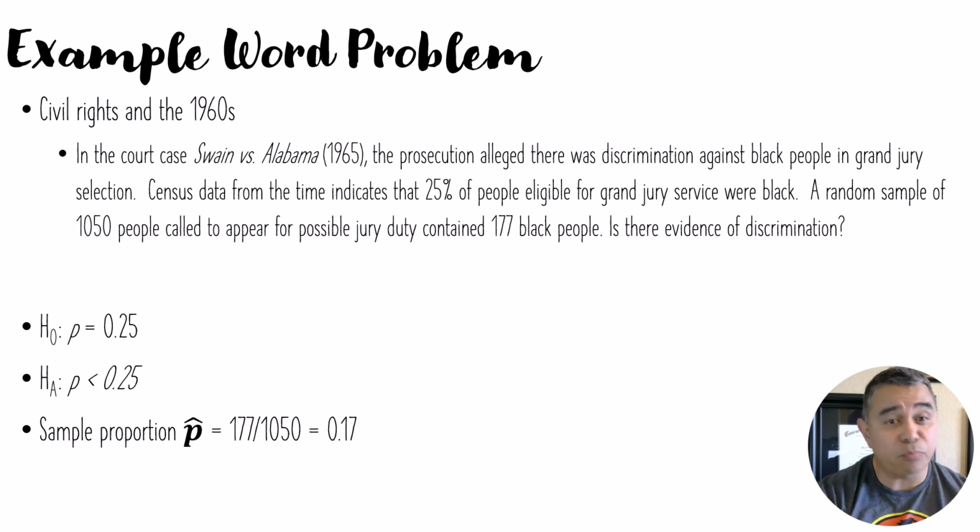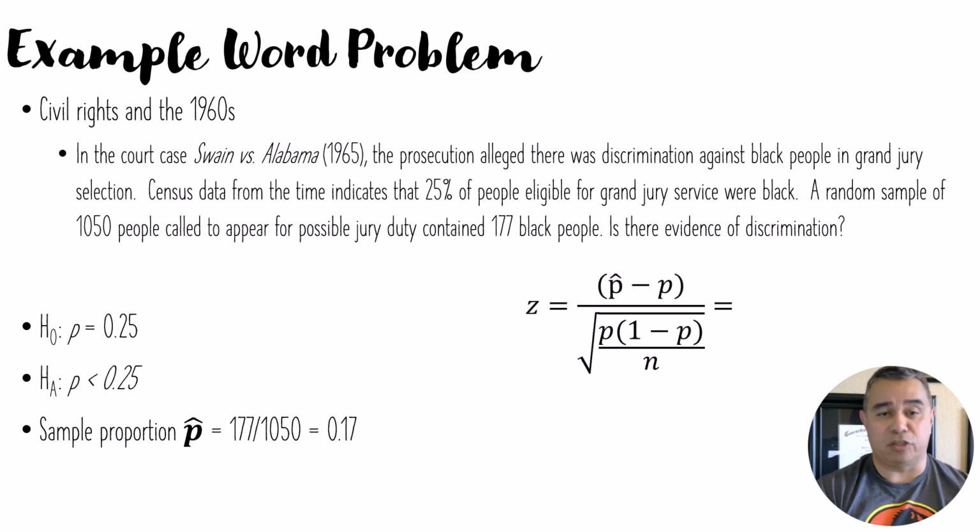So 17% of those called to appear were actually Black. And this was an actual court case in the Supreme Court, because of the civil rights era and the understanding that African Americans did not get the same representation, especially in the court system. But in stats, we have a statistical process that allows us to go through this.